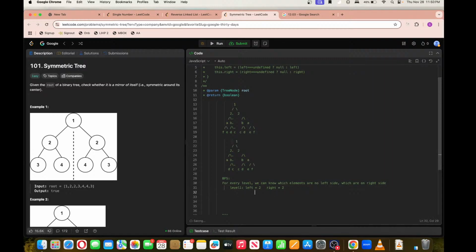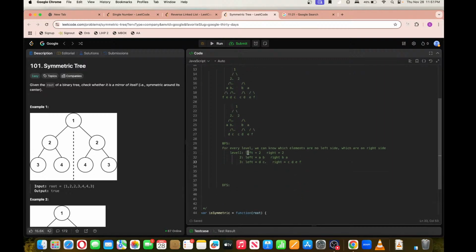And then in the next iteration, my left will be 2's children AB, and my right will be 2's children BA. So I'll just see if this is exactly reverse or not. If it is, then I will continue. So now my left will be these children, whatever A and B's children are. So it is DC, right? And my right will also be B and A's children, which is C, D, E and F. So I will see if these are exactly opposite or not. If it is, then I will look at the other level. If it is not, then yeah, so that's how I will do it.